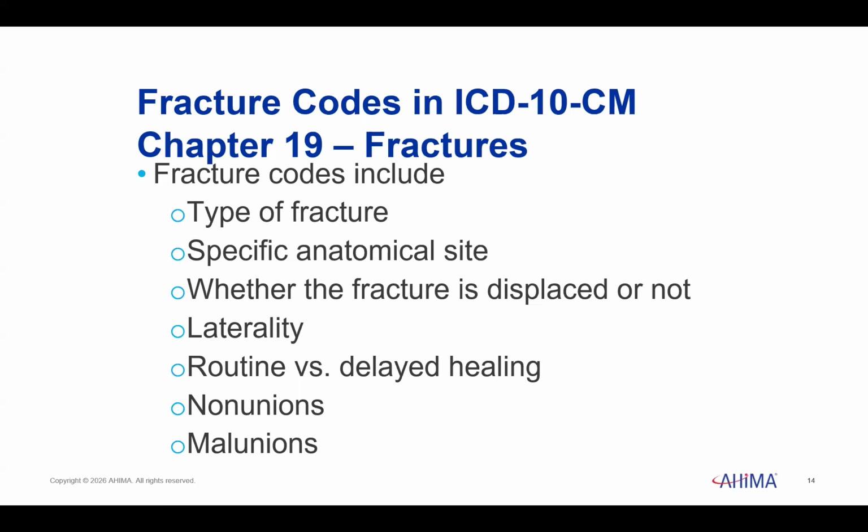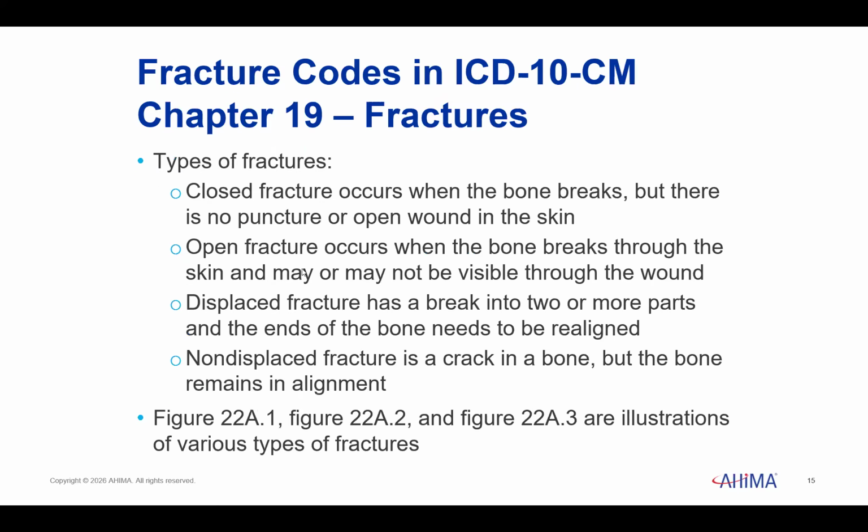Fracture codes can include the fracture type, exact site, displaced versus non-displaced, laterality, and healing outcomes like delayed healing, non-union, or malunion. A term that you are probably familiar with at this point is closed, open, and displaced fractures. Let's go over what those are.